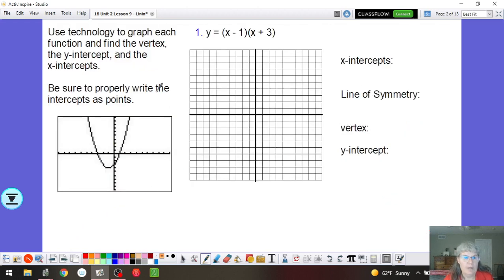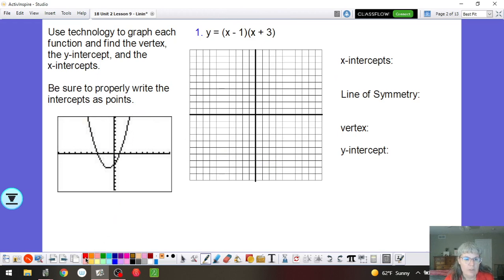So to begin with, in class, we actually used our calculators to graph the equation. And so you will see here the image of the graph from the graphing calculator. And then we identified the x-intercepts, the line of symmetry, the vertex, and the y-intercept, and then we graphed it again by hand on our graph in our notes. So for the equation y equals (x minus 1)(x plus 3), this is our graph.